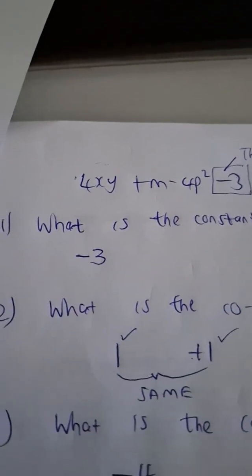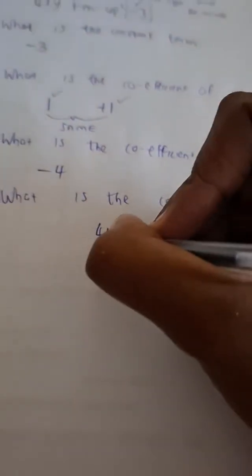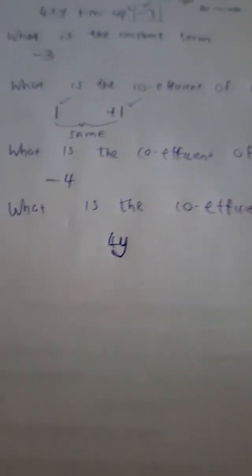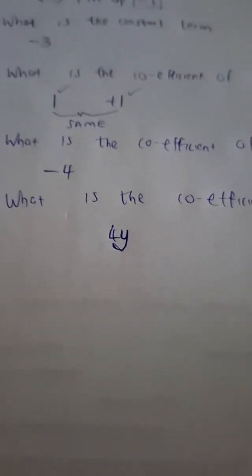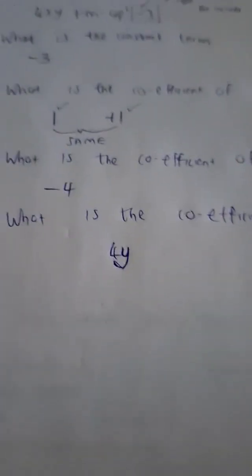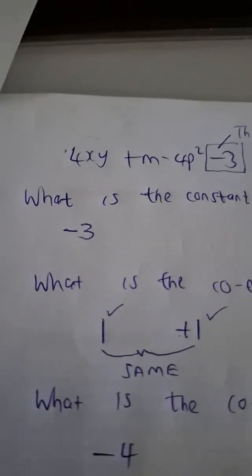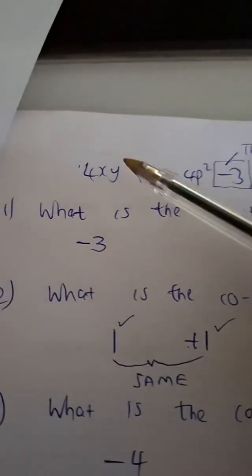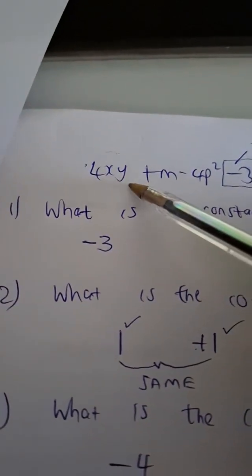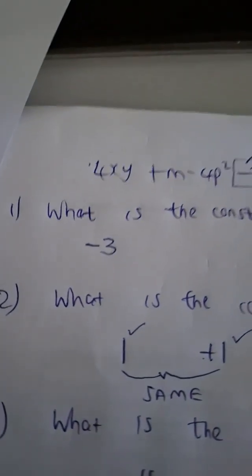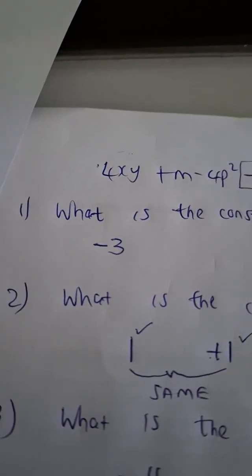The coefficient of x is actually 4y. It is not just 4. Now, I'm sure some of you are just going bananas in your head. You are going crazy. You're like, what? Haibo, didn't the definition say that the coefficient is the number multiplied by the variable?